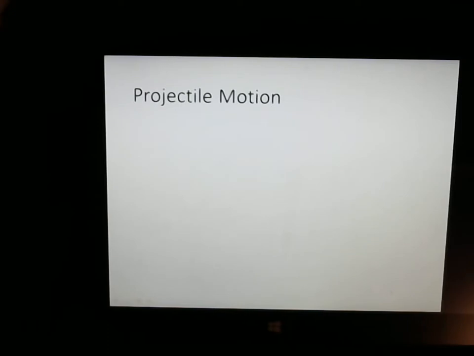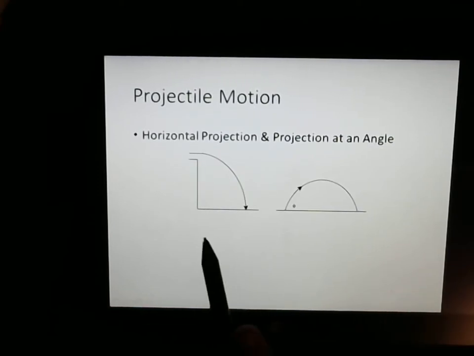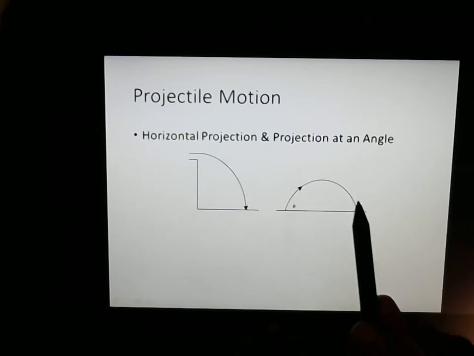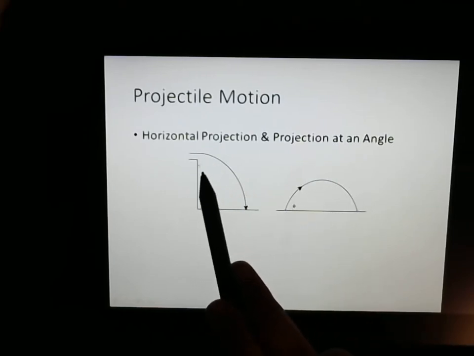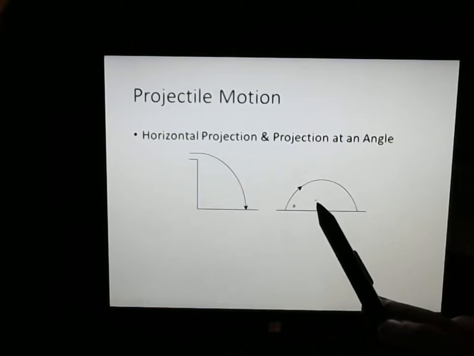Now the text collects projectile motion into two groups, a horizontal projection and projection at an angle. They look like this. Here we have horizontal projection, something being shot off the edge of something, and here we have projection at an angle. This would be like throwing a rock off the side of a cliff. This would be something like kicking a soccer ball.